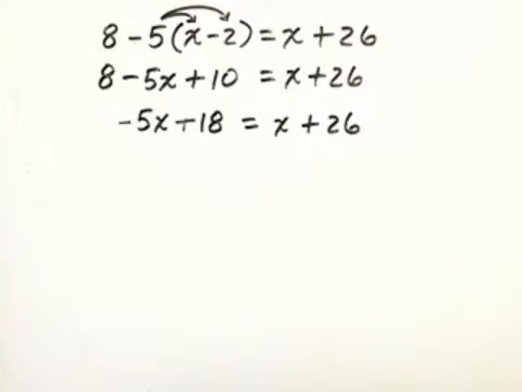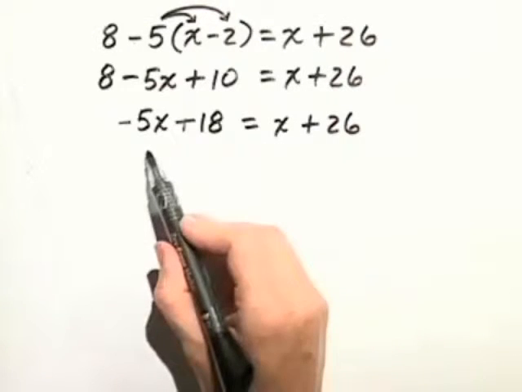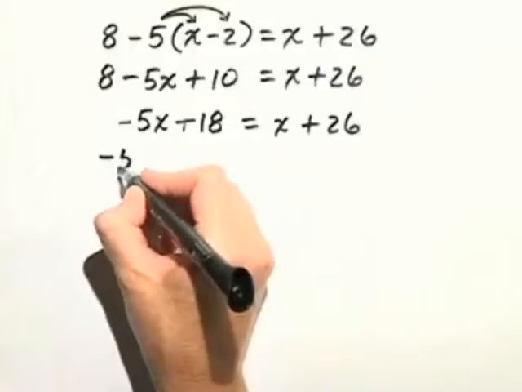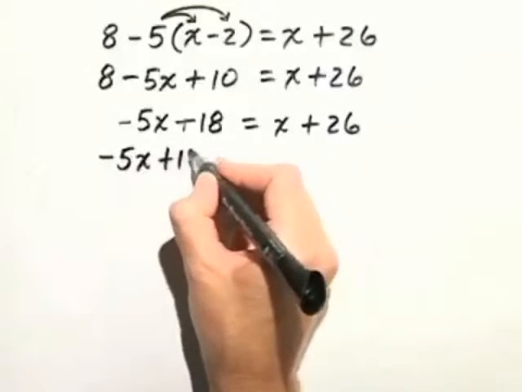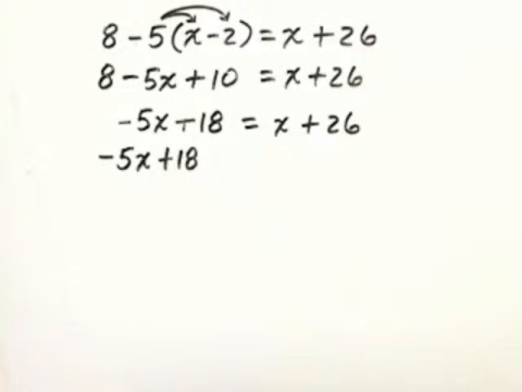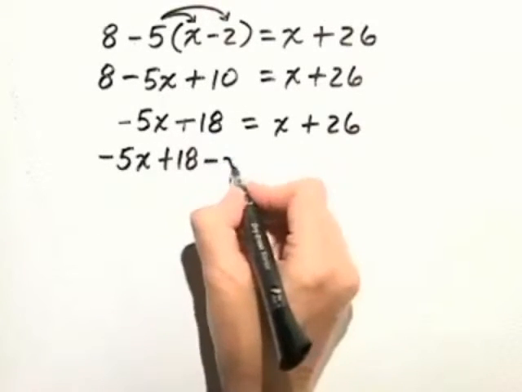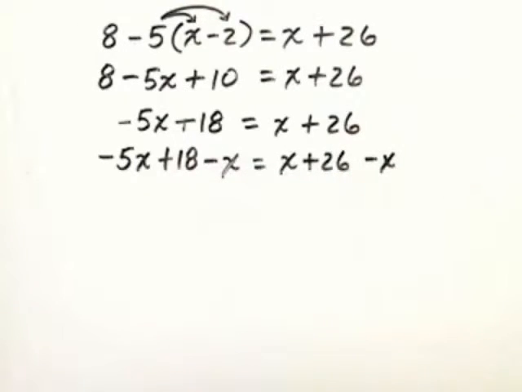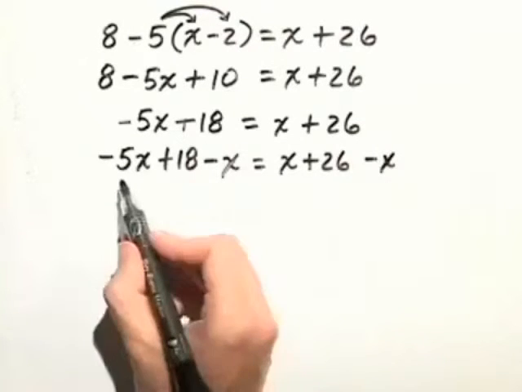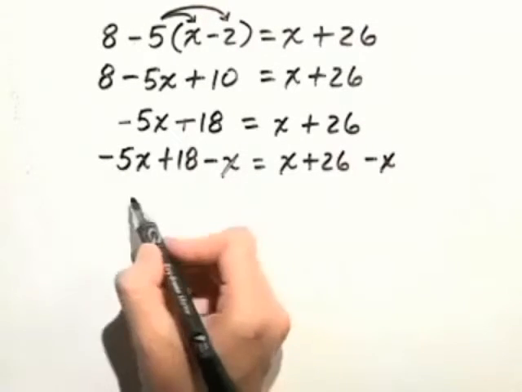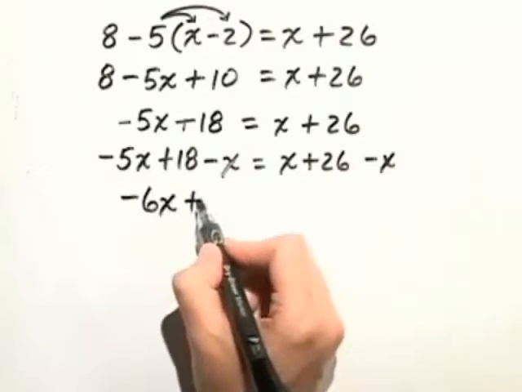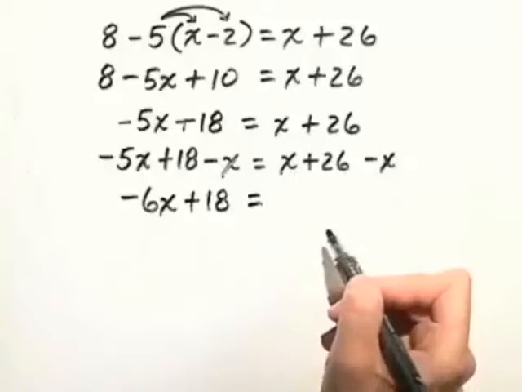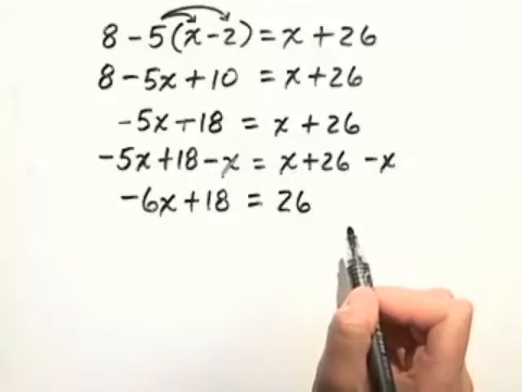Now, let's go ahead and move the terms that have variables to the left-hand side. We can do that by subtracting x from both sides of the equation. Negative 5x plus 18. Let's subtract x from the left-hand side equals x plus 26, and we'll subtract x from the right-hand side as well. On the left-hand side, negative 5x minus x gives us negative 6x plus 18 equals the x minus x add to 0, and we just have 26.